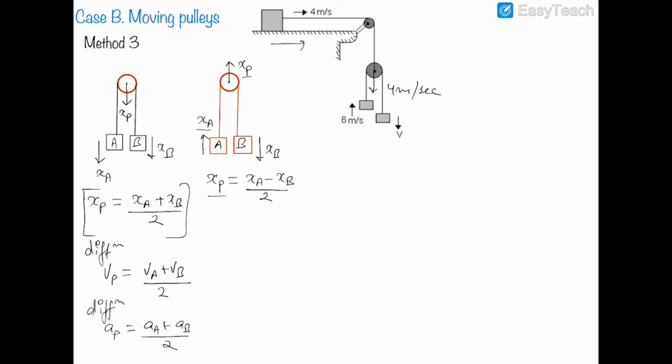Now the third case in which these concepts are applied differently is the case in which, let's say, this is a block and here is the rope.